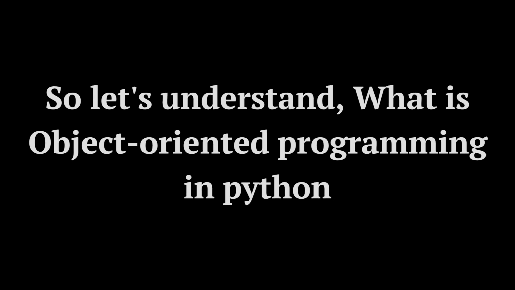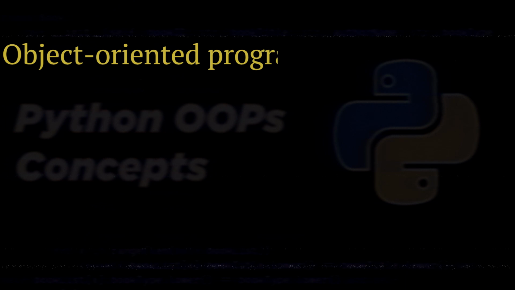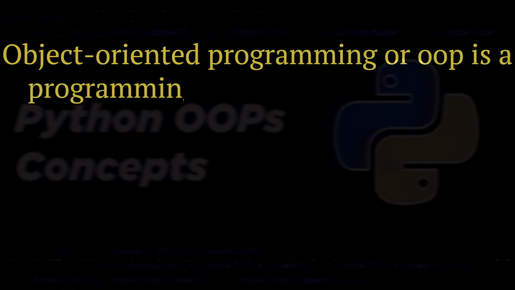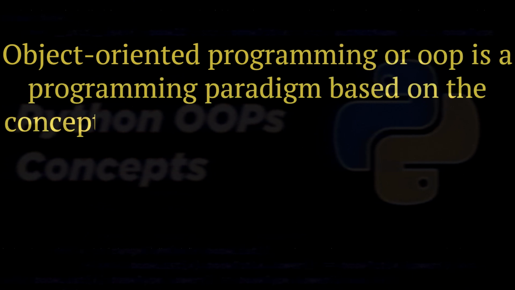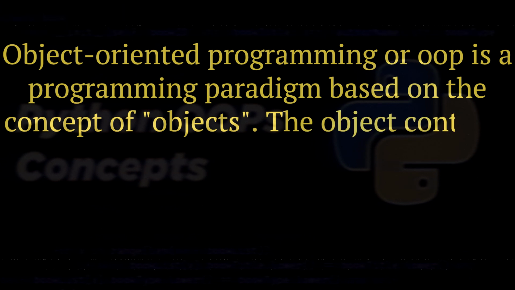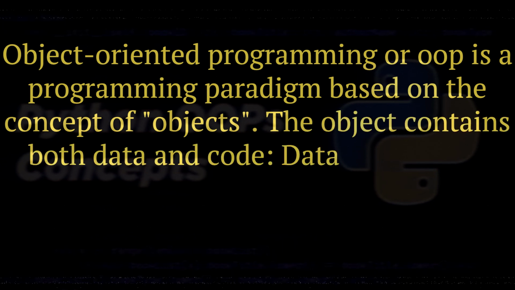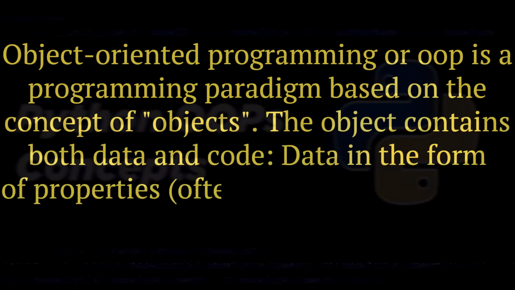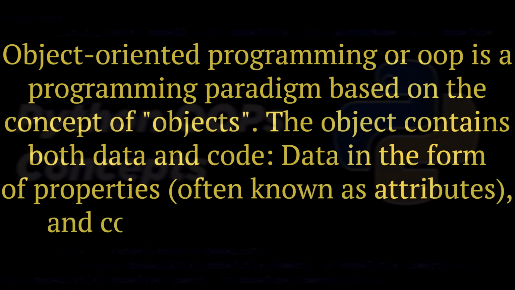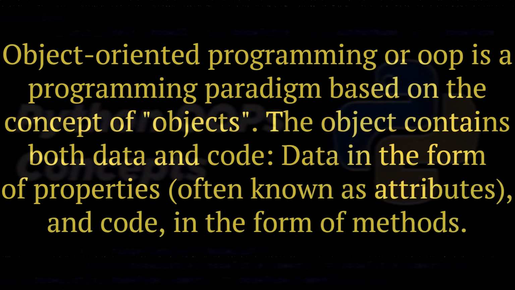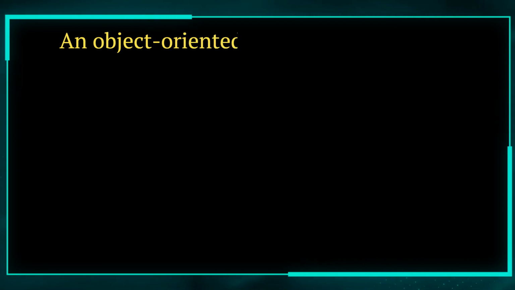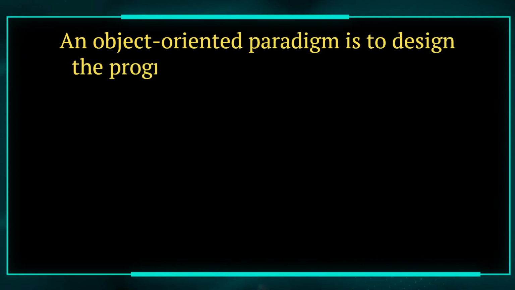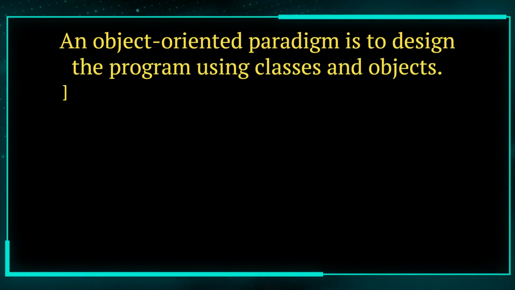So let's understand, what is object-oriented programming in Python? Object-oriented programming, or OOP, is a programming paradigm based on the concept of objects. The object contains both data and code, data in the form of properties, often known as attributes, and code in the form of methods. An object-oriented paradigm is to design the program using classes and objects.